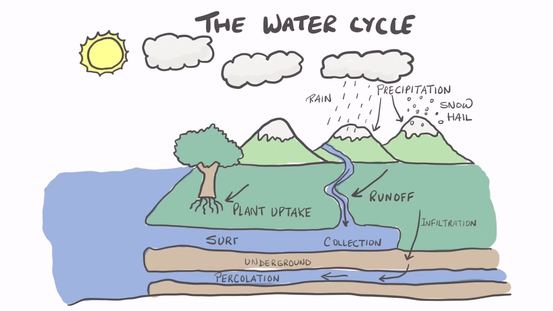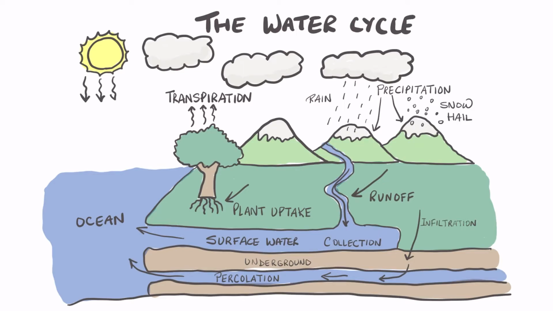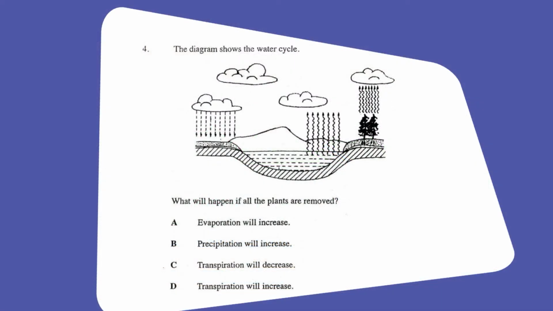The percolated water, together with the surface water that has been collected from the runoff, makes its way into the oceans of the world. Although plants take up water from the soil and use it for growth, they also lose water via a process called transpiration, and water goes into the atmosphere that way. And the wind, along with the heat from the sun, heats up the water in the ocean and causes evaporation of a large percentage of the water, which then condenses and forms clouds. The clouds then release the water in the form of precipitation, and the process just continues on again in a cycle. So back to the question.